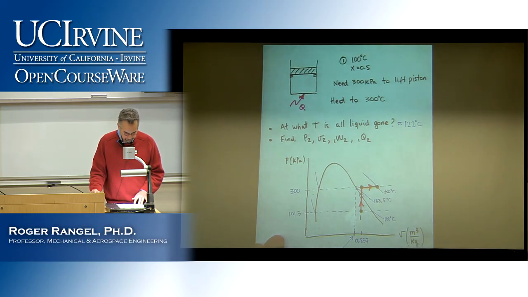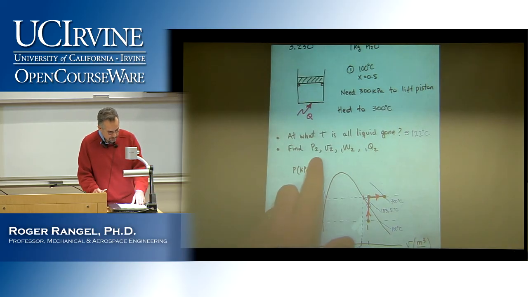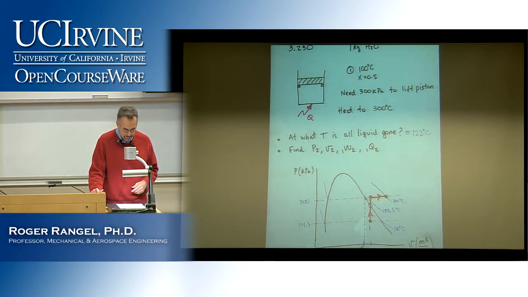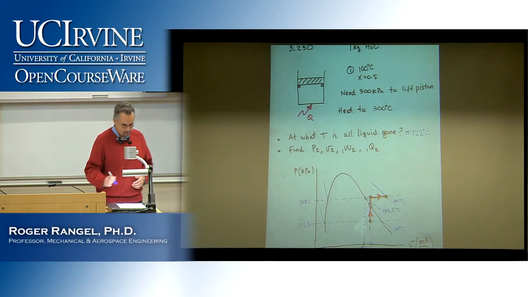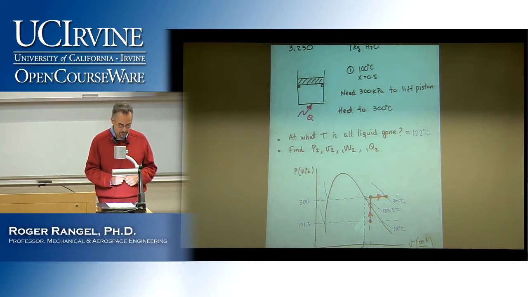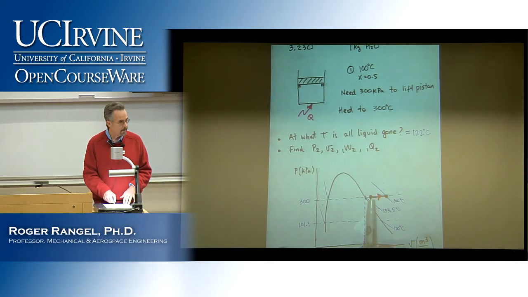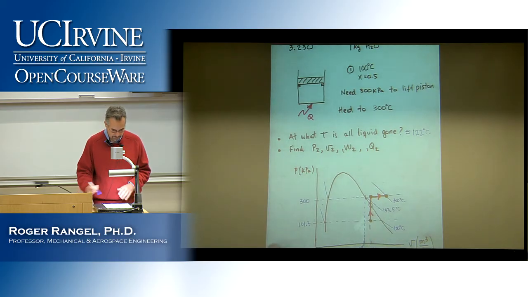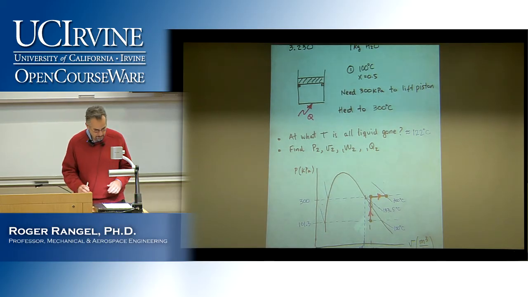All right. So now we can answer some of these other questions. What's the final pressure? It has to be 300, right? Because once we hit 300, we don't go any higher. We stay at 300. So P2 is 300.